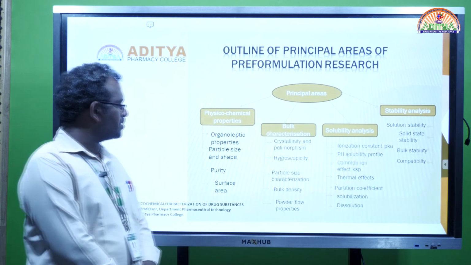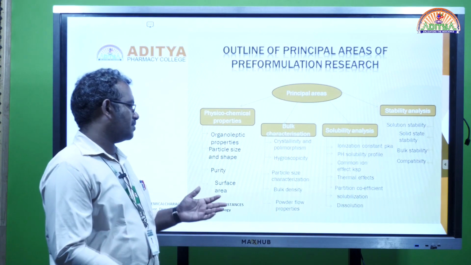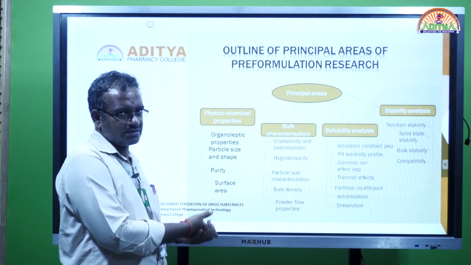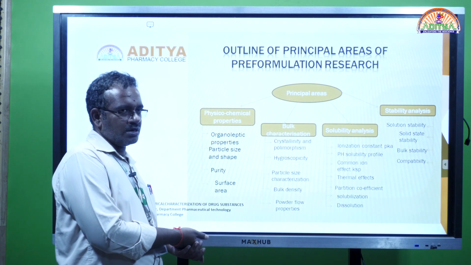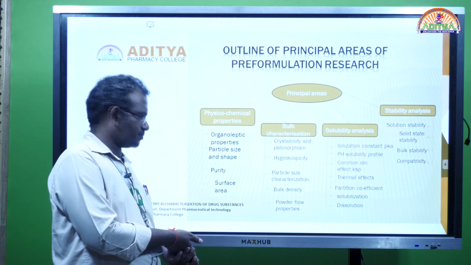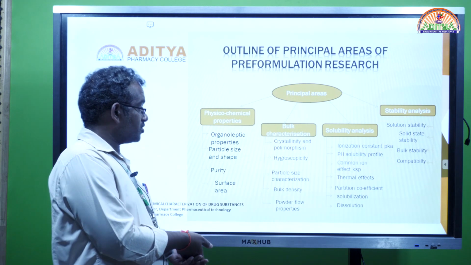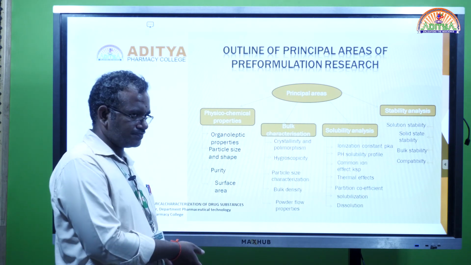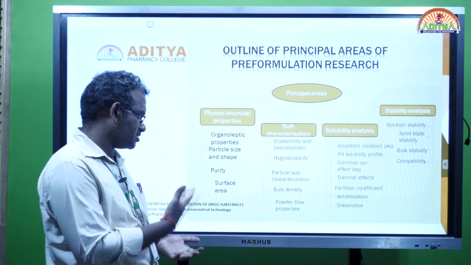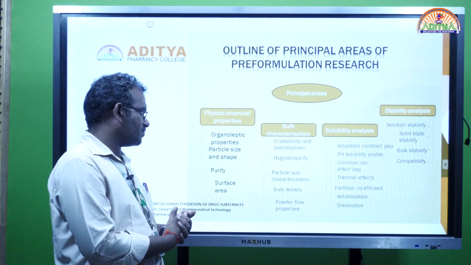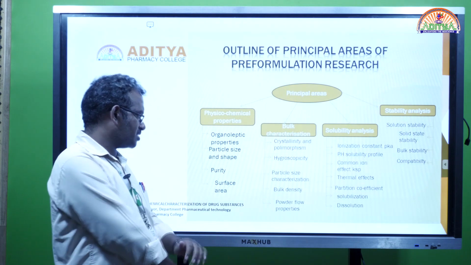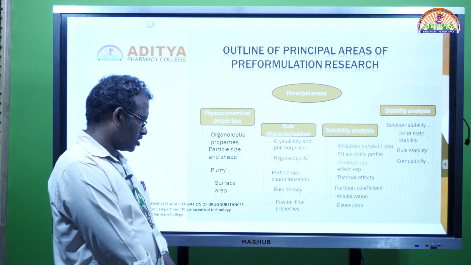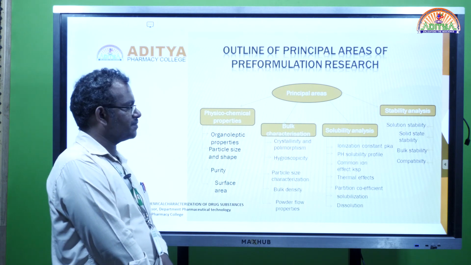Under physicochemical properties, mainly the purity of the particular drug substance. Purity means without any impurities. Then surface area, organoleptic properties like color and odor, and particle size and particle shape. So these are the various physicochemical properties.